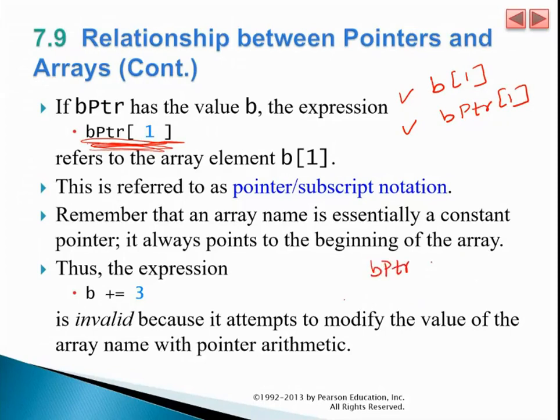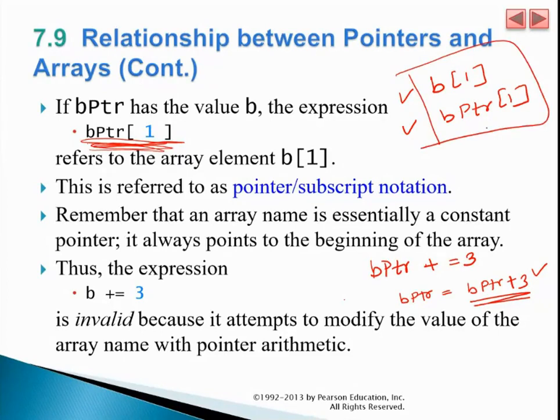Now with this, if I say BPTR += 3, is this a valid expression? We have already seen what it will do: we are incrementing the value of BPTR by 3, and this is allowed. Now, looking at this example, you might think that I can replace BPTR with B and B with BPTR, but this is conceptually not true.